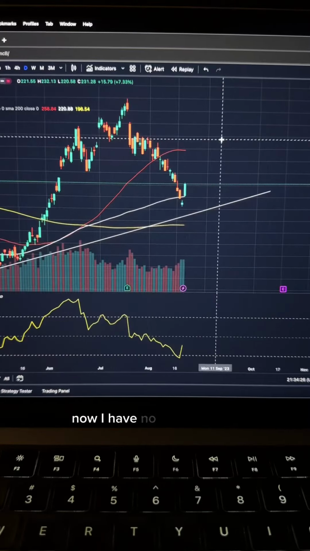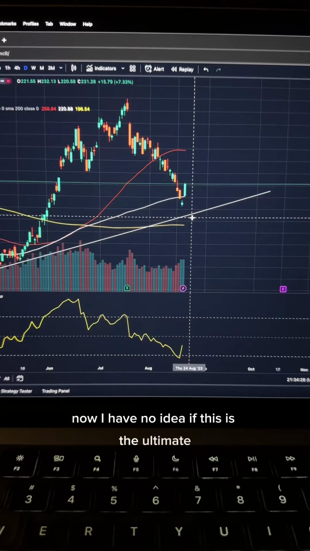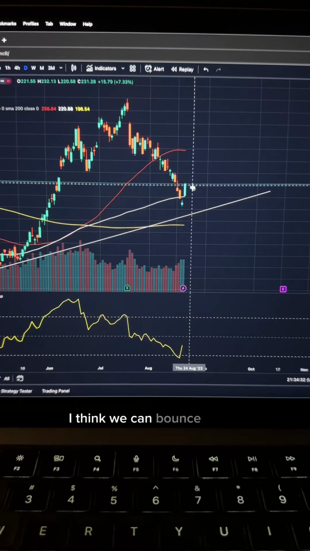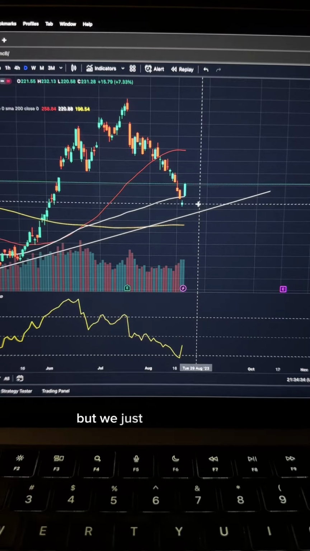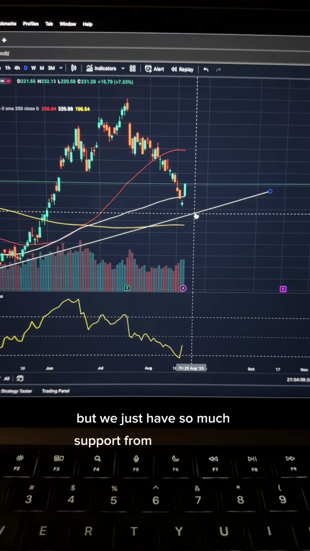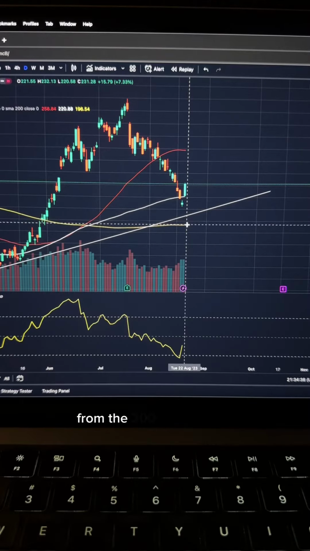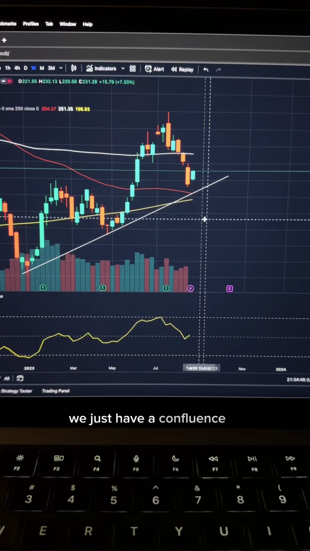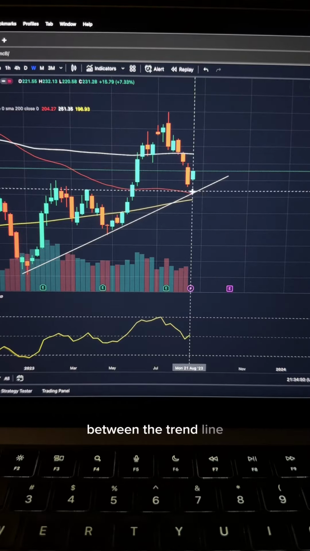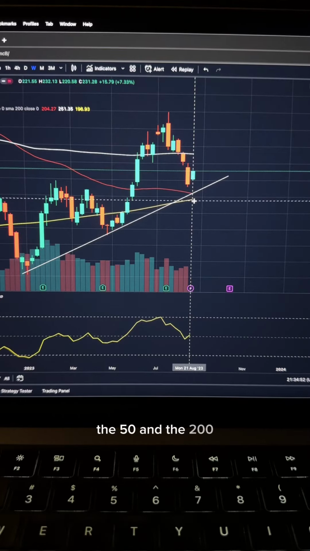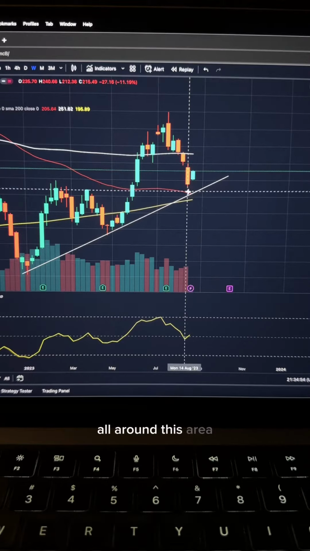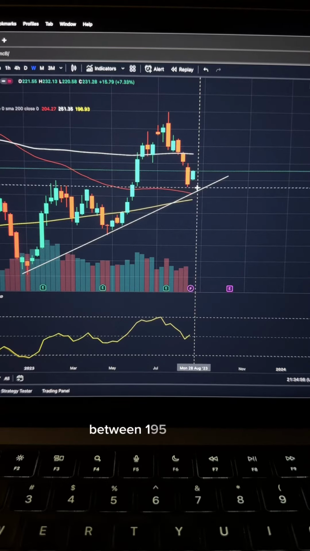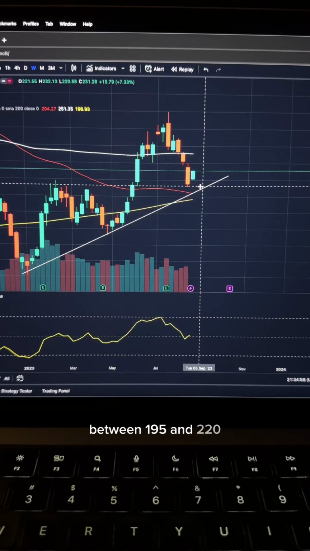detail. Now, I have no idea if this is the ultimate bottom in Tesla in this recent down move. I think we can bounce a little bit from here, but we just have so much support from the trend line, from the 200-day moving average, and jumping into the weekly, we just have a confluence of support between the trend line, the 50 and the 200, all around this area between 195 and 220.